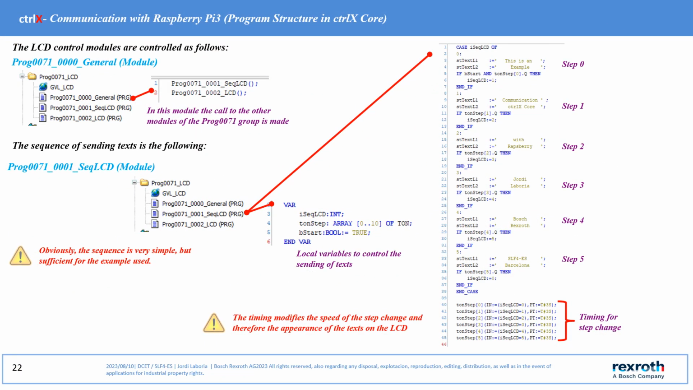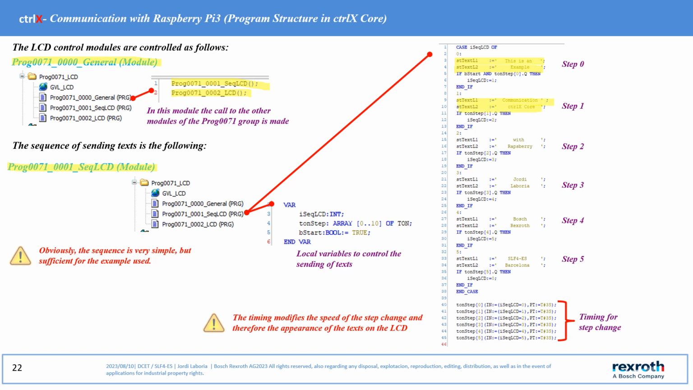As in the other program group, the first module makes the call to the rest of the modules in the group. The sequence itself is extremely simple, and in it we manage the text we want to appear on the LCD. Obviously, it is just an example.